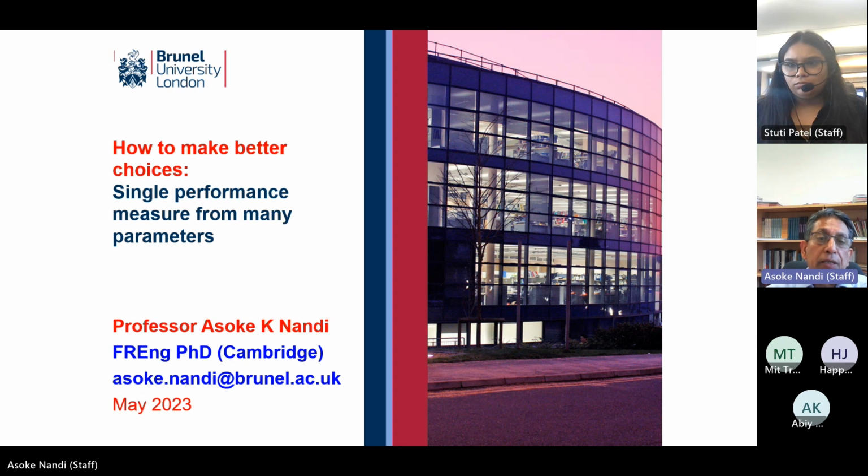The title is How to Make Better Choices: a Single Performance Measure from Many Parameters. And I'm going to explain all of these. It might seem a little bit cryptic, but I'm going to take you through.